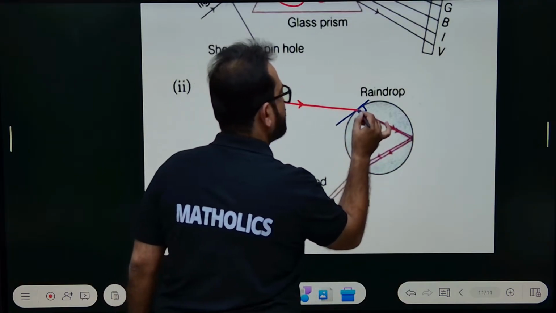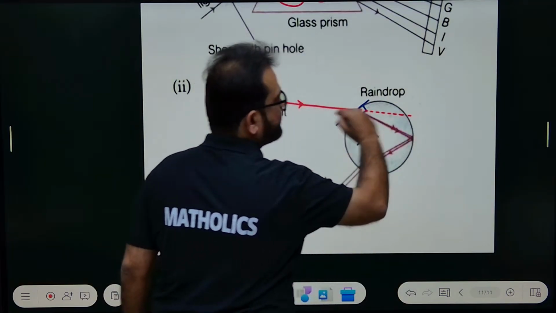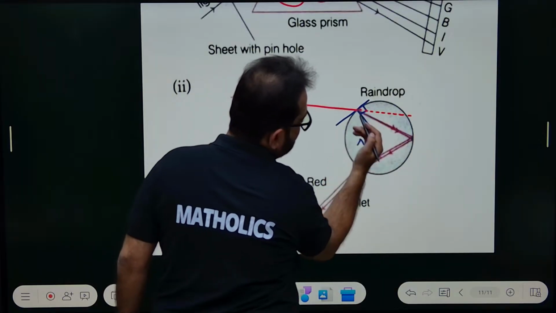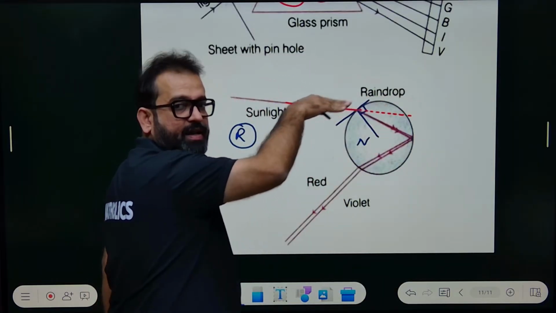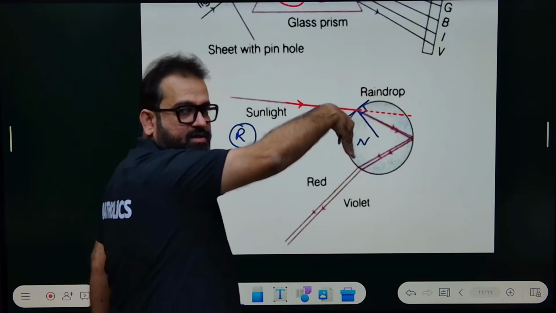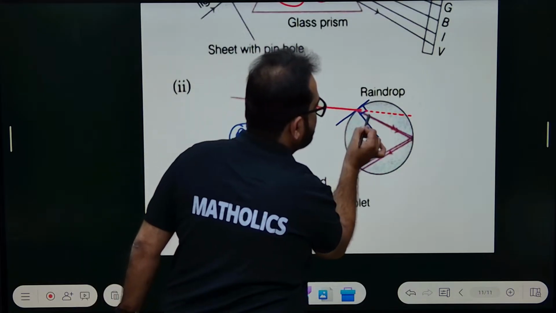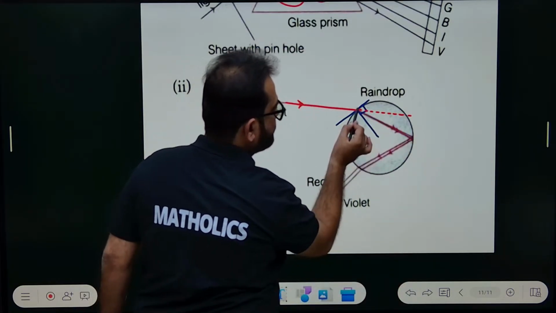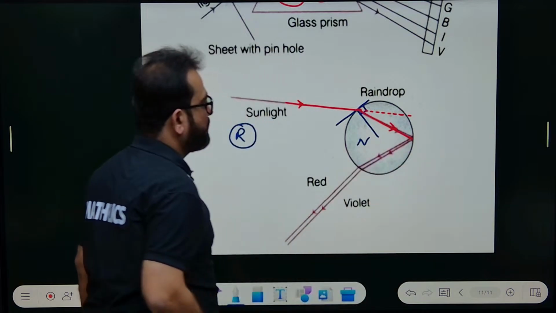You make a dotted line. See, this was the direction, so it bends towards the normal. See, this is the normal. The ray of light is going like this, and it bends towards the normal. So it is going like this. Fine? Yes or no? It's going like this.